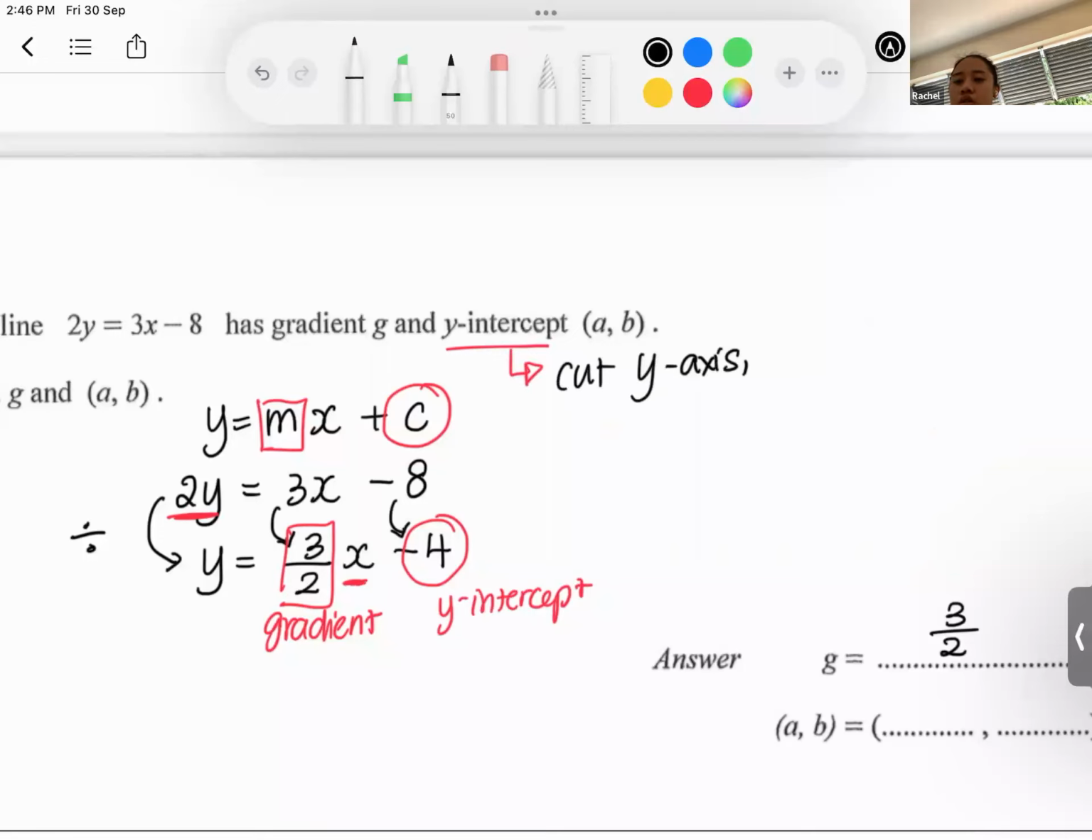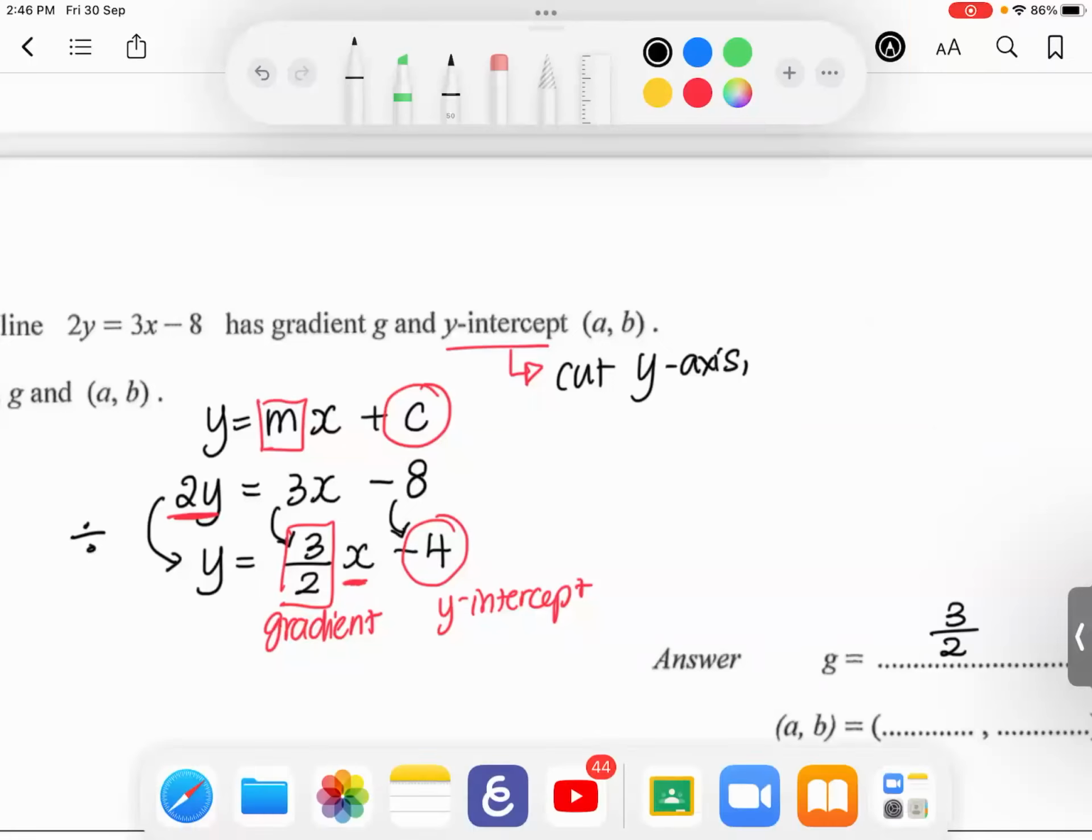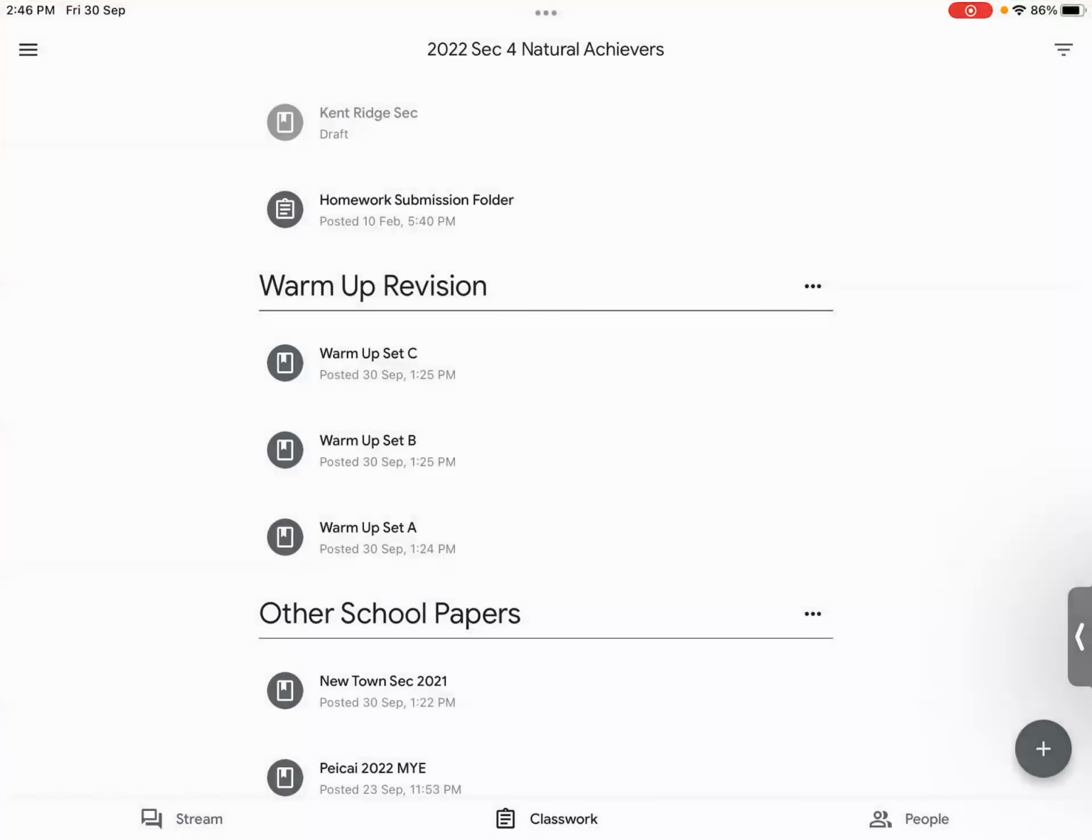I never saw this question, which I repeated about ten times. Sorry, I never listened. This worksheet is not correct. The correct worksheet is inside the Google Classroom: Warm-up revision set A.